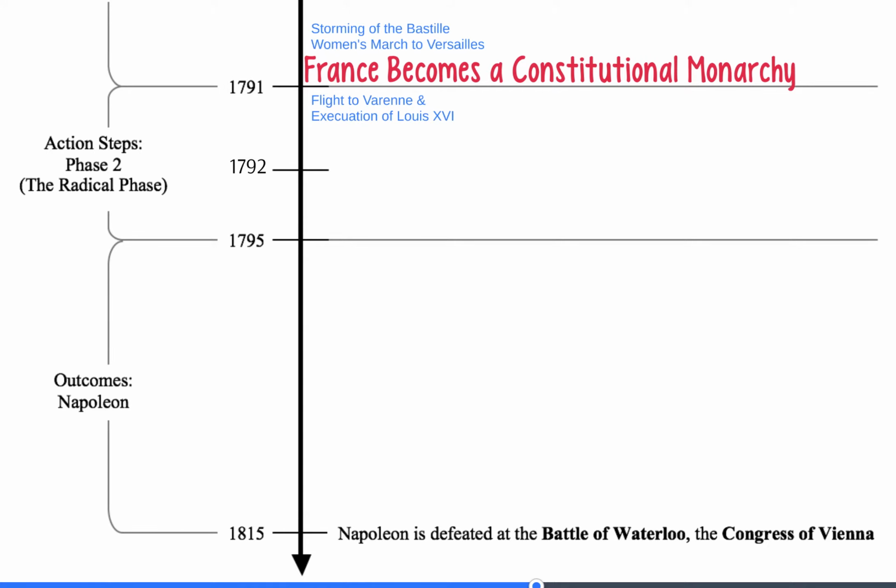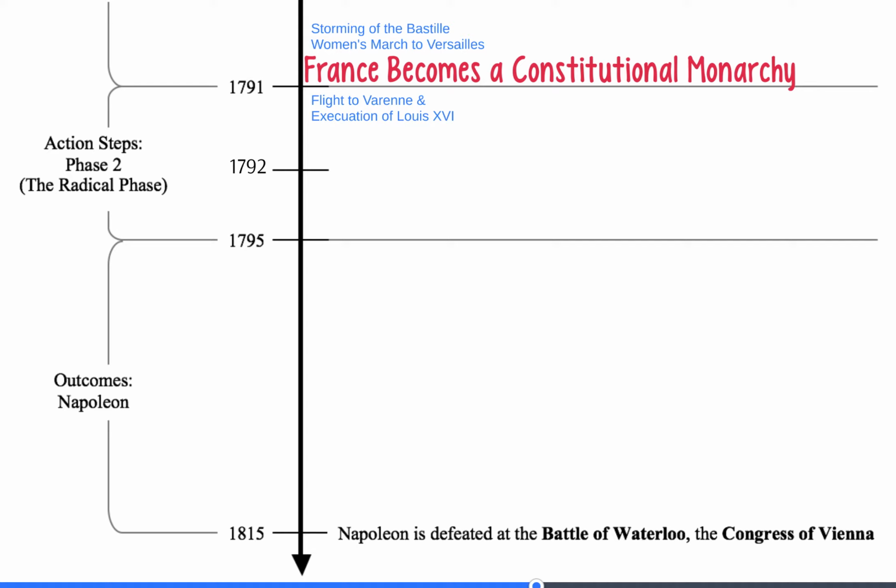So for example, some of the events of the liberal phase, like the storming of the Bastille and the Women's March to Versailles, indicated that the common people weren't going to be satisfied just with legal political change. They needed socioeconomic change and they needed food in their bellies. On top of that, after the constitutional monarchy is formed, the king himself starts to question his agreeing to this constitution that limits his power.